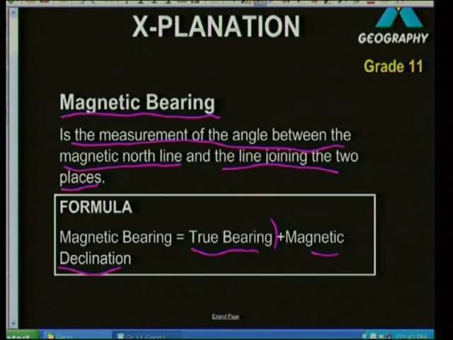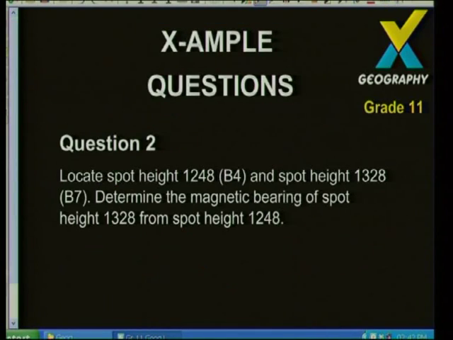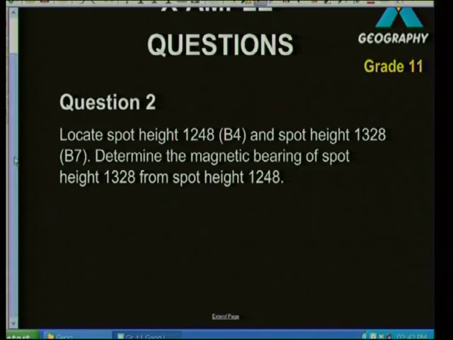So my first step is to find the true bearing before I look at magnetic declination or anything of that sort. Let me start with that. Let's take a question here. Locate spot height 1248 in B4 and spot height 1328 in B7 and determine the magnetic bearing of spot height 1328 from spot height 1248.